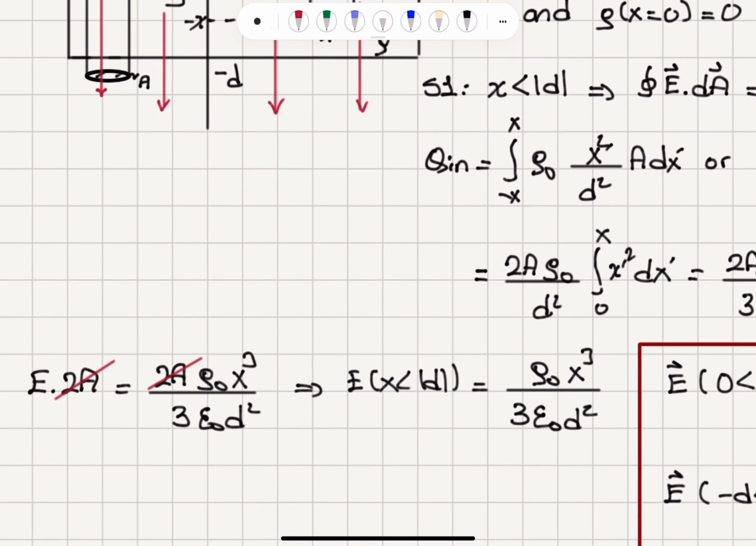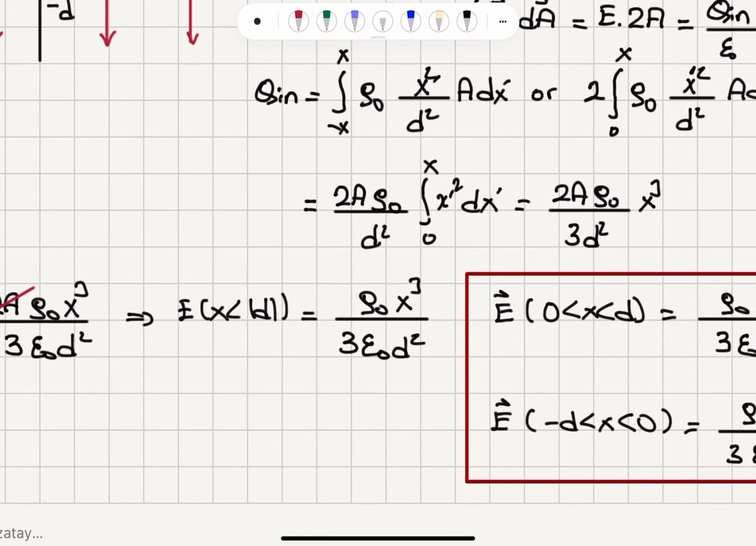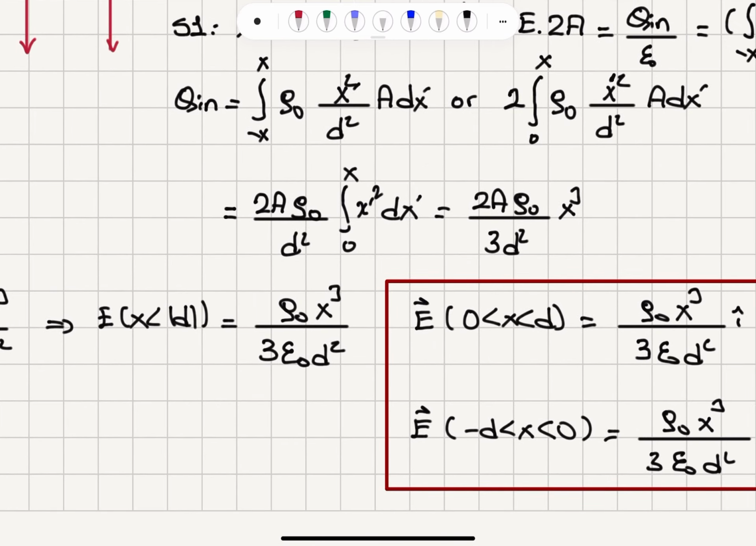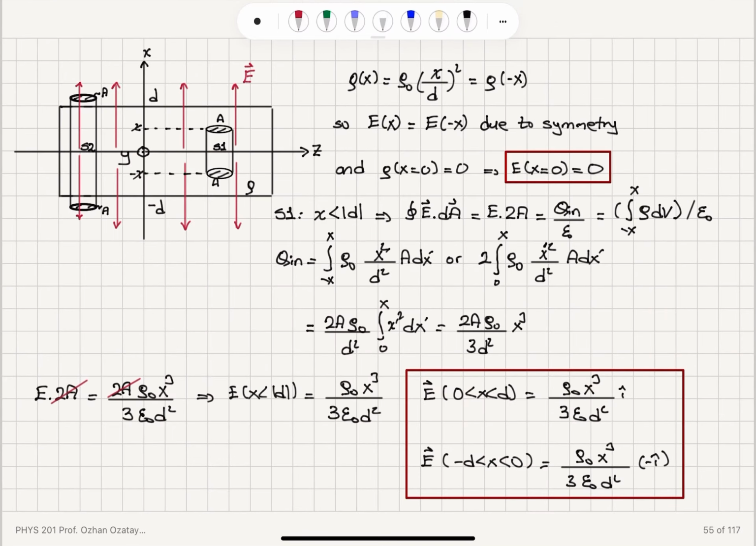So if I rewrite Gauss's law, the charge enclosed divided by epsilon 0 is E times 2A. I find the electric field magnitude rho 0 x cubed over 3 epsilon 0 d squared, plus i hat if x is positive, minus i hat if x is negative.